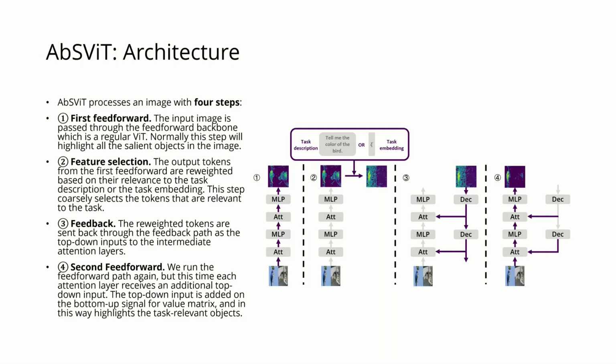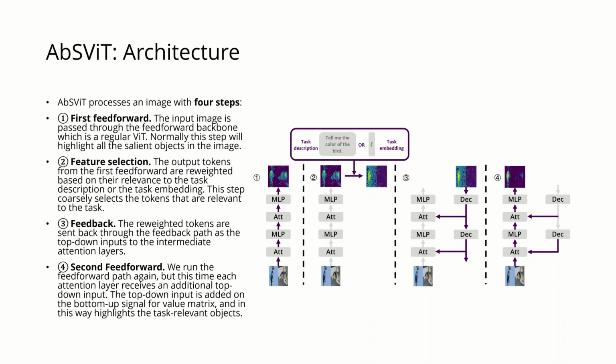So let's first look at the architecture of AbSViT. Basically, AbSViT is a ViT with a feedback loop. And AbSViT processes an image with 4 steps. In step 1, we pass the image through the feed-forward path, which is just a regular ViT. In this step, the attention is bottom-up, so it normally focuses on all the salient objects in the image.